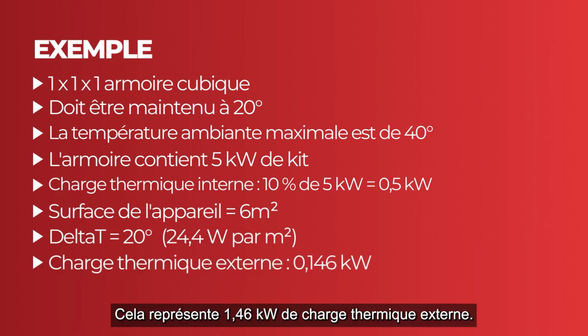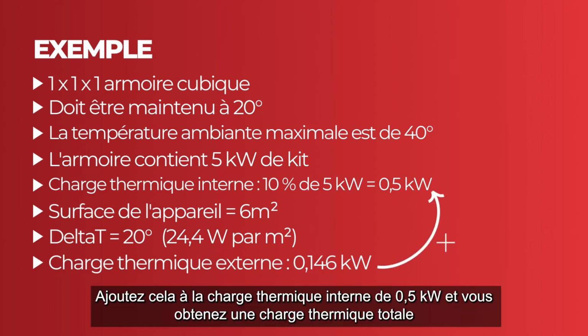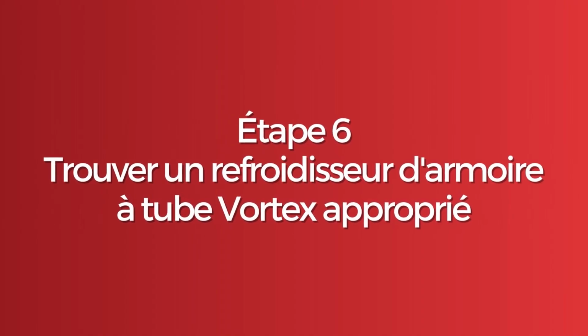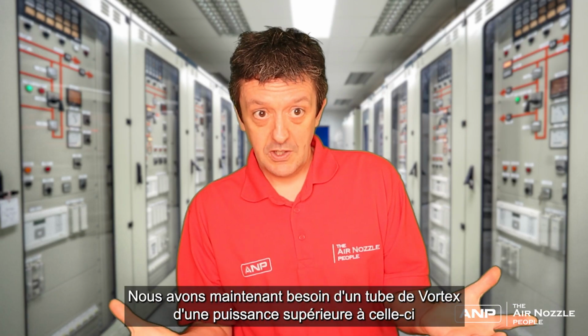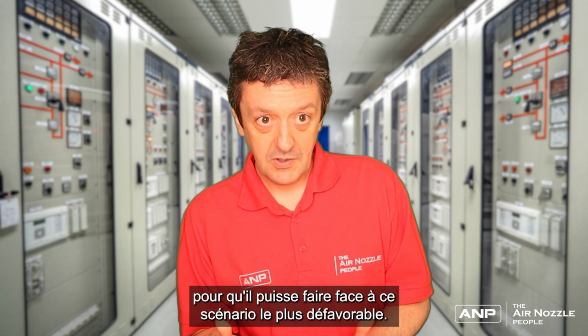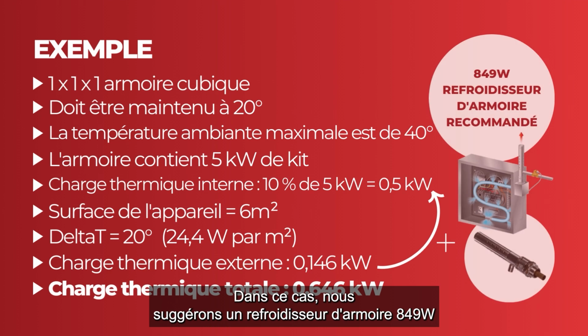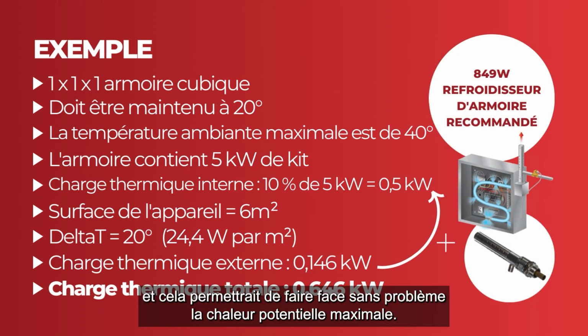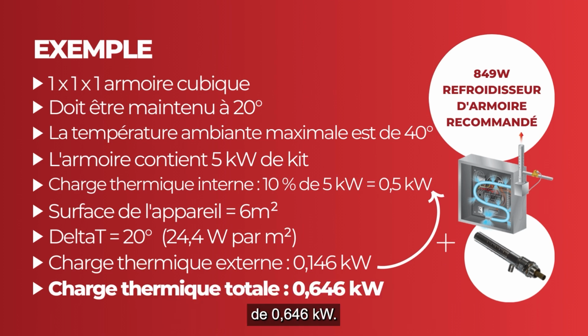So that's 0.146 kilowatts of external heat load. We add that to the internal heat load of 0.5 kilowatts, so we have a total heat load of 0.646 kilowatts. And now we just need a Vortex tube with a wattage higher than this, so it can cope with that worst case scenario. So in this case, we'd suggest an 849 watt cabinet cooler, and that would easily cope with that maximum potential heat load of 0.646 kilowatts.